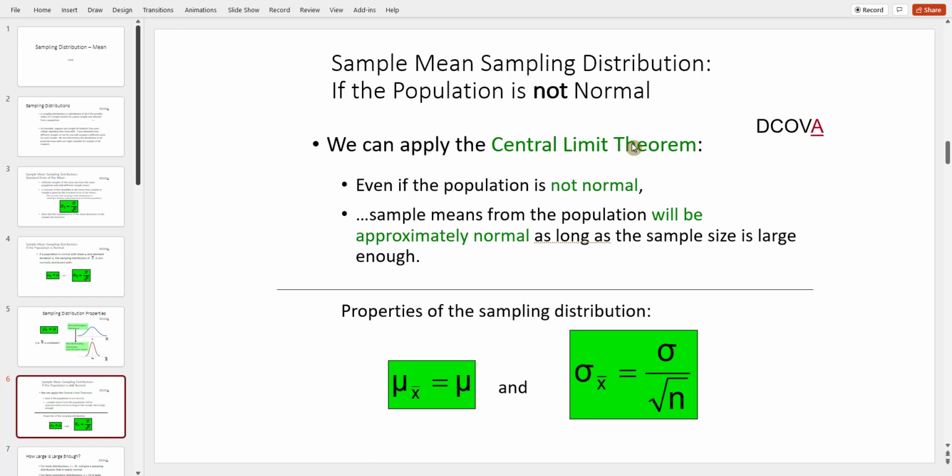So what happens if your population is not normal? We can apply the central limit theorem. Even if the population is not normal, sample means from the population will be approximately normal as long as the sample size is large enough.